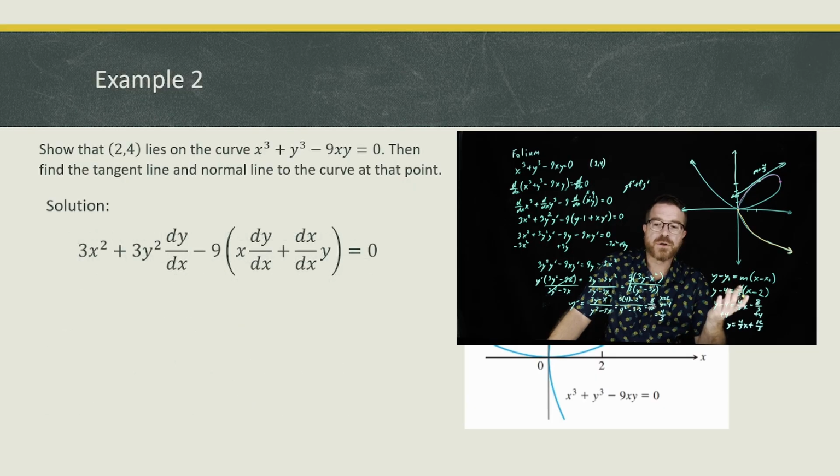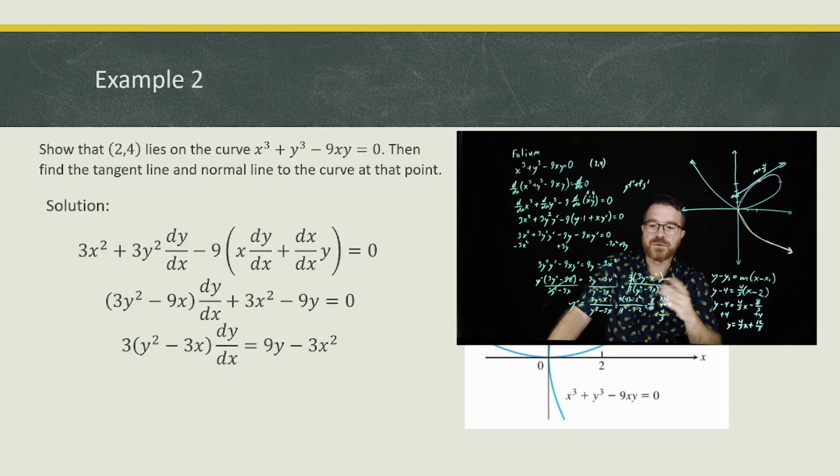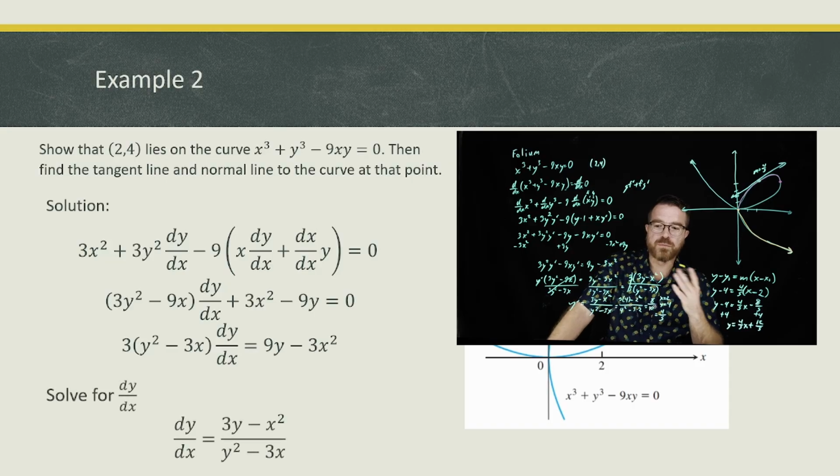We then solve this. We get 3x squared plus 3y squared dy/dx, minus 9 times x dy/dx plus dx/dx, which is just equal to 1, times y. And then we are going to solve for this. Again, we'll get the y prime terms by themselves, and the non-y-prime terms by themselves. We will solve for y prime, which in this case is dy/dx, and we get the same thing we got.